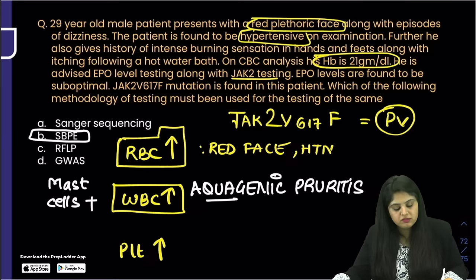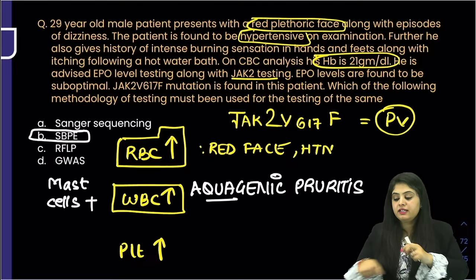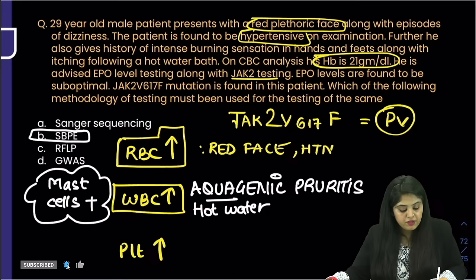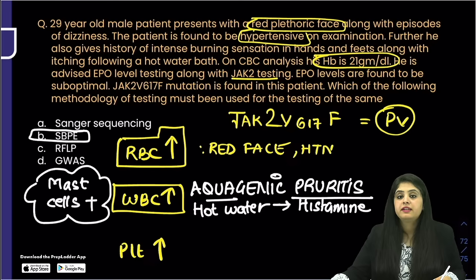These people will go in for a bath and come back to you saying that they are having a lot of itchiness. Because after hot water, what is going to happen? These mast cells, the richest source of histamine, are going to release all the histamine, and the patient will have a lot of itching, right? Finally, platelets are also more.